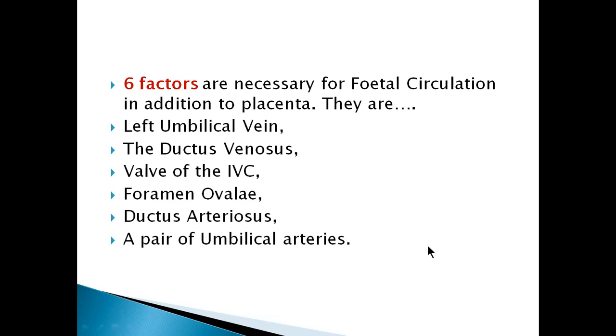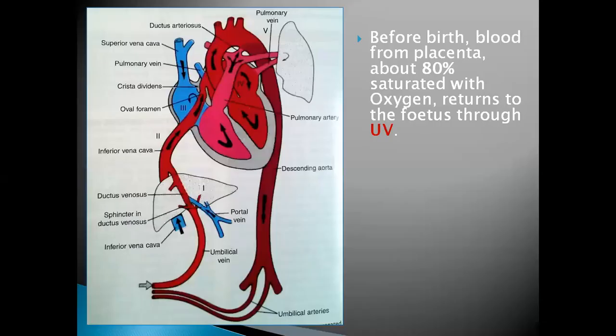So all these 6 factors are very important for the fetal circulation. How these 6 factors play the role in fetal circulation, now I'll be explaining to you one by one. Okay. So you see this diagram here, the placenta is not drawn. You see that, imagine the placenta is here, and you can see the arrow here.